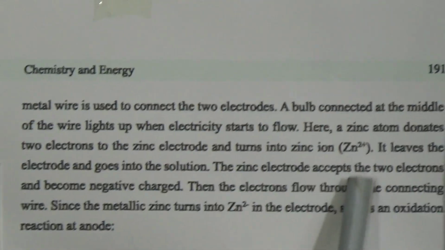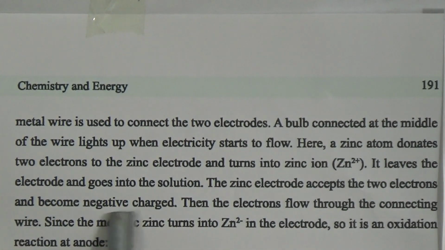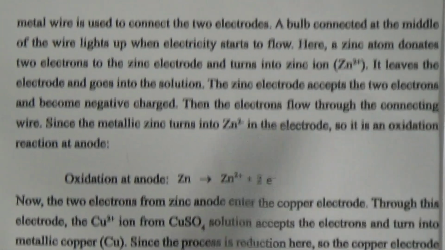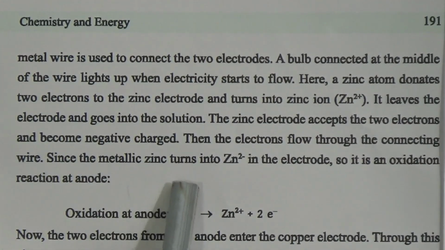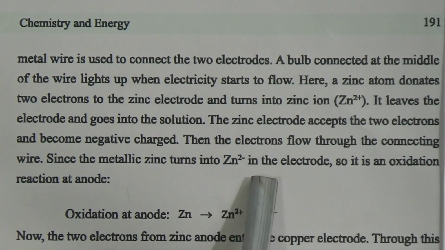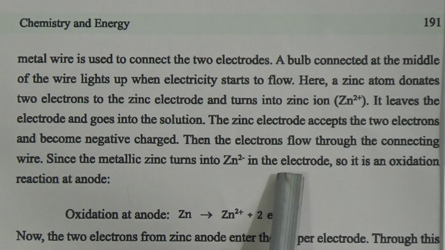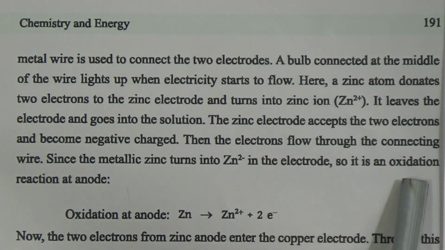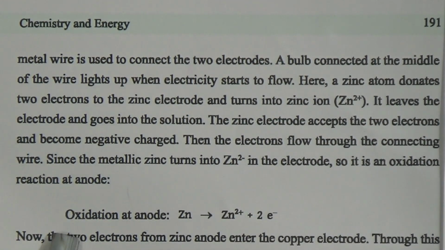The zinc electrode accepts 2 electrons and becomes negatively charged. Then the electrons flow through the connecting wires. Since metallic zinc turns into zinc ion, Zn 2+, in the electrode, it is an oxidation at the anode. That means zinc donates 2 electrons and makes a zinc cation, giving up 2 electrons.